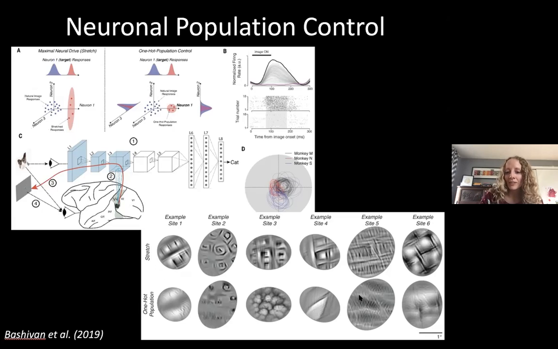And here's a couple of examples from one of their populations. The top row is the maximal activation that they could get, and the bottom row is this one-hot population approach, where they wanted to maximize the frequency of firing in one set of population and minimize it in others. So you can see the differences in those two objective functions. But it was a similar approach where they were synthesizing images to maximally fire a population of neurons.